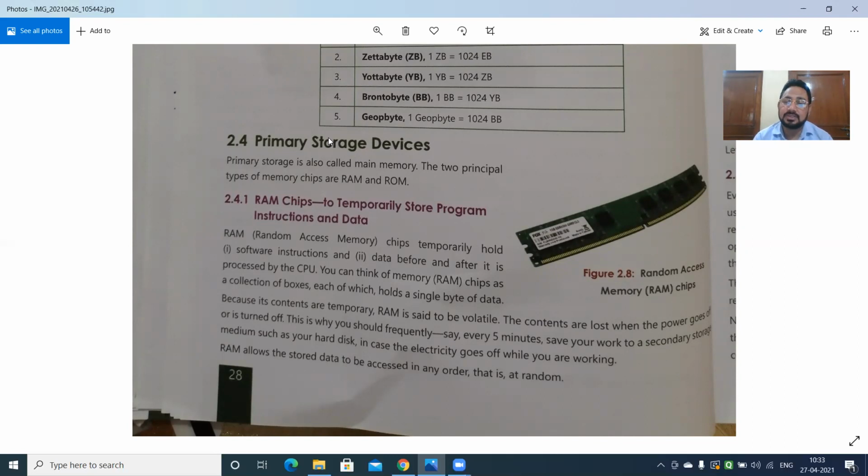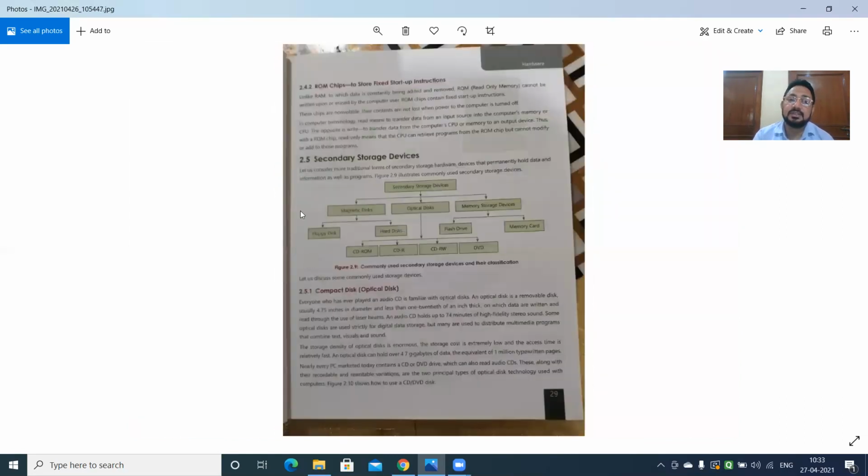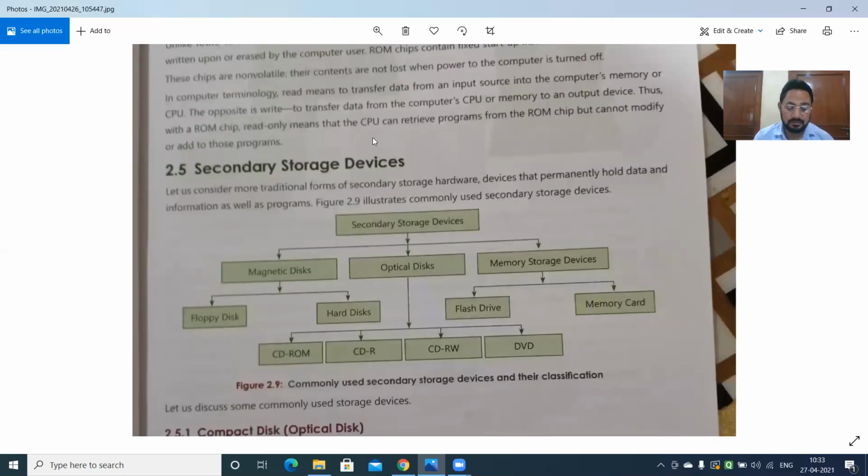RAM allows the stored data to be accessed in any order, that is, at random. That is why I have used the word random access memory. Next, we'll come to the next point.